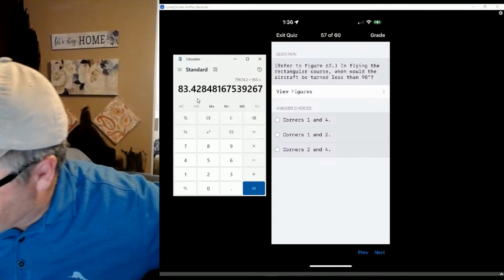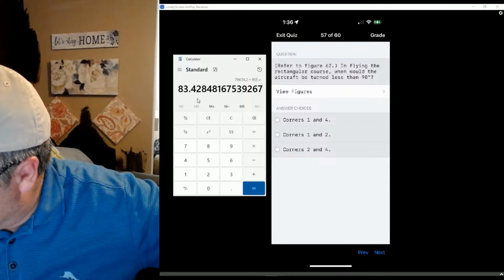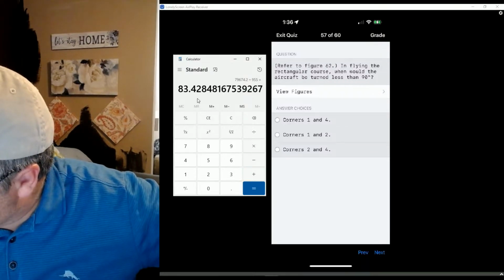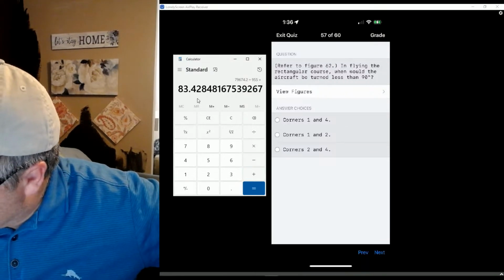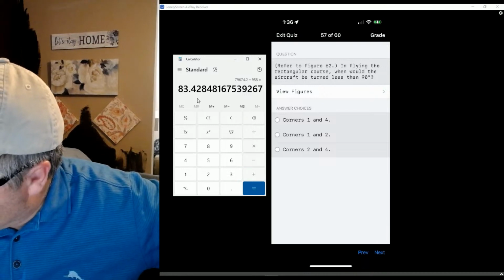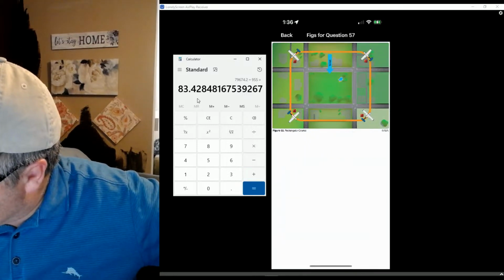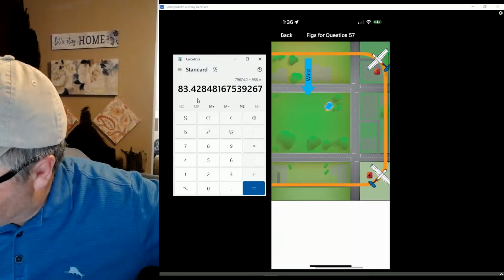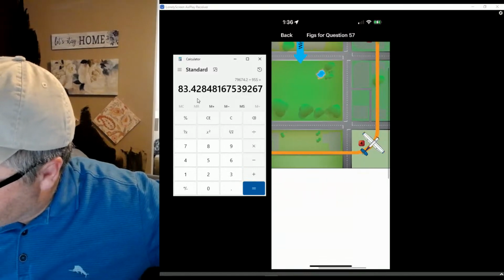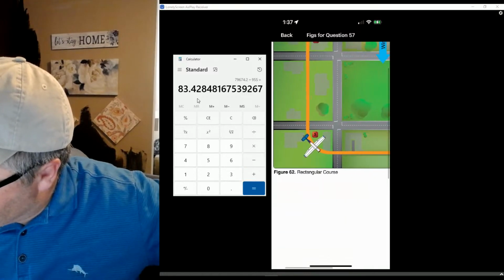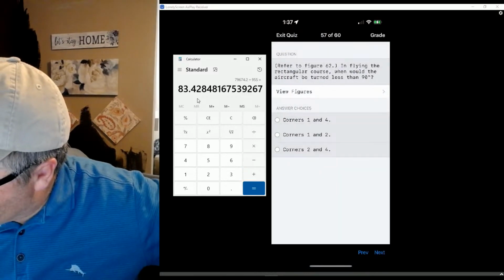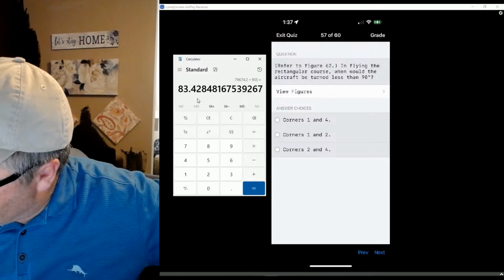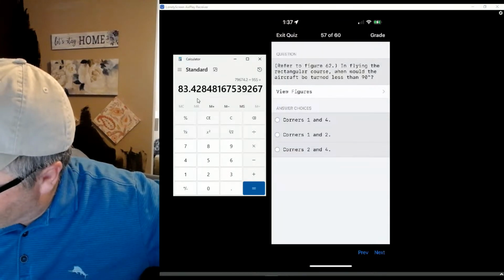So we still do a rectangular course, even if it's not a maneuver we have to demonstrate. In flying the rectangular course, when would the aircraft be turned less than 90 degrees? And the thing is, there's a wind coming from here. They say corners 1 and 4, 1 and 2, or 2 and 4. So which corners is it?